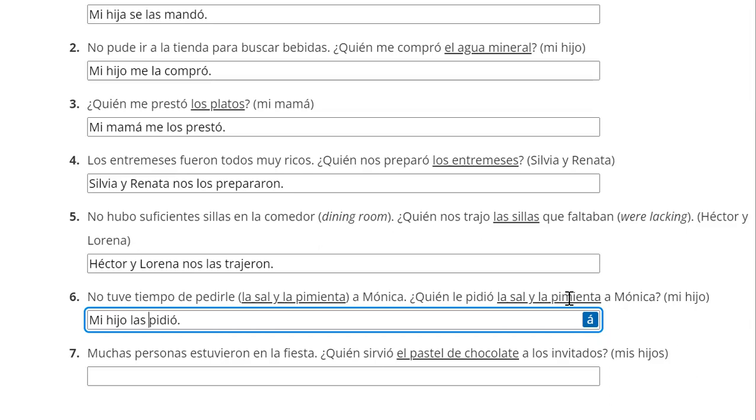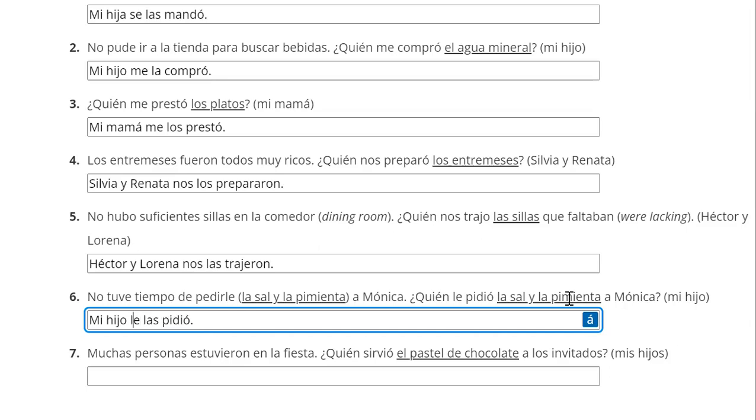And then, for whom did we ask it? Or to whom did we ask it? We asked it to Monica, and Monica is going to be the indirect object in this sentence. So which indirect object pronoun should you use to replace Monica with? It would be le, and that would go before the las. So we have le, las pidió.